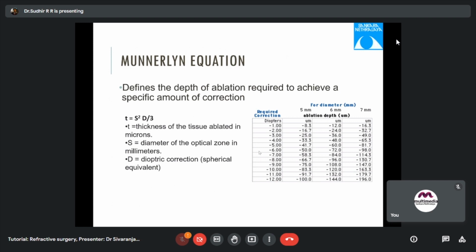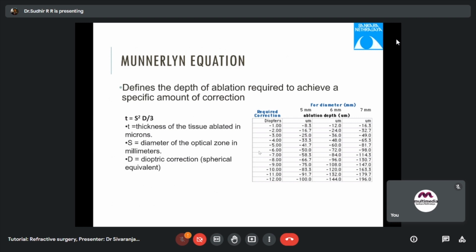So this is something about ablation. We are just coming to small calculations as we go through. So we saw the keratometry 40, 47. Then the other thing we need to look at is how much ablation happens with each diopter of correction. So this is what happens in the excimer laser.